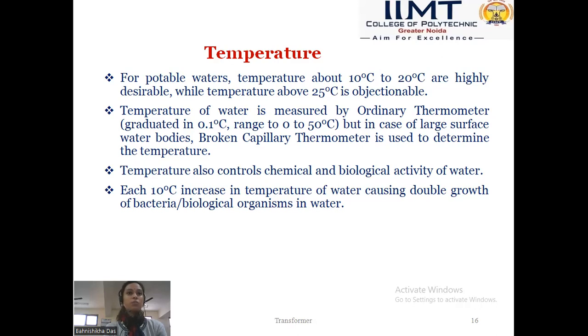Temperature is measured by an ordinary thermometer. But in the case of a large body of water, the temperature is measured using a broken capillary thermometer.